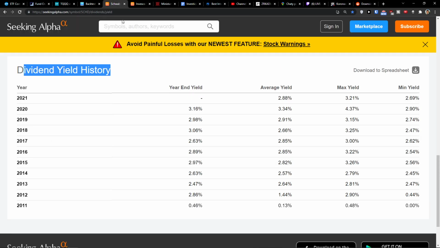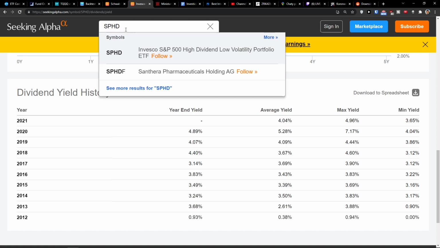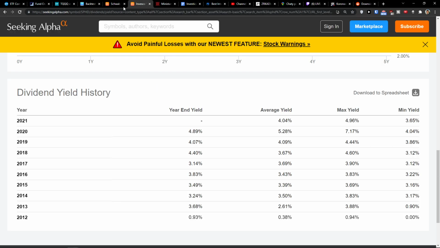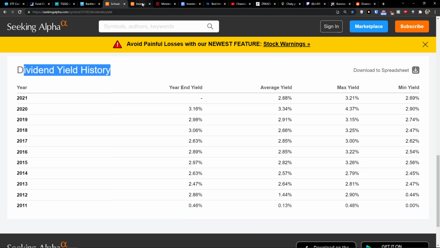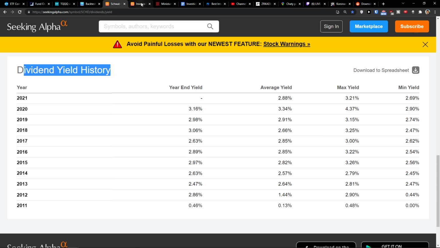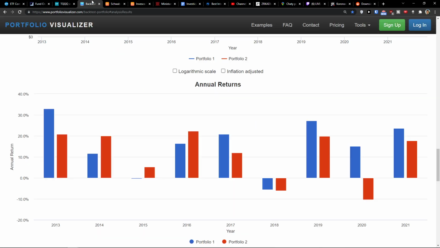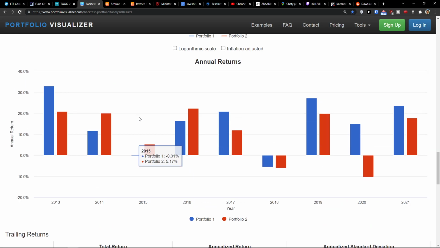Now, what we can do is compare the dividend yield history here. SPHD right here, compared to SCHD, yes, it was outperforming. But when you look at the growth of the market and what kind of companies they got, I just don't think this is the right choice, but that's your money, what you want to invest in.